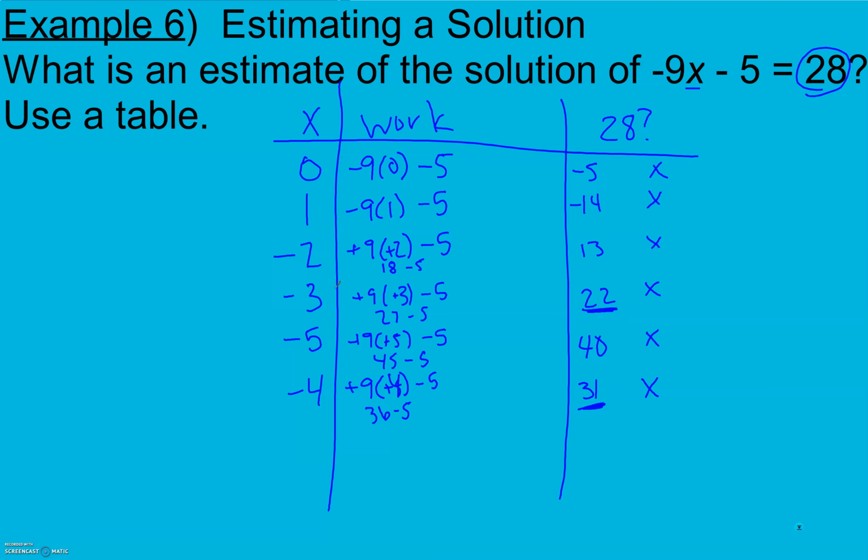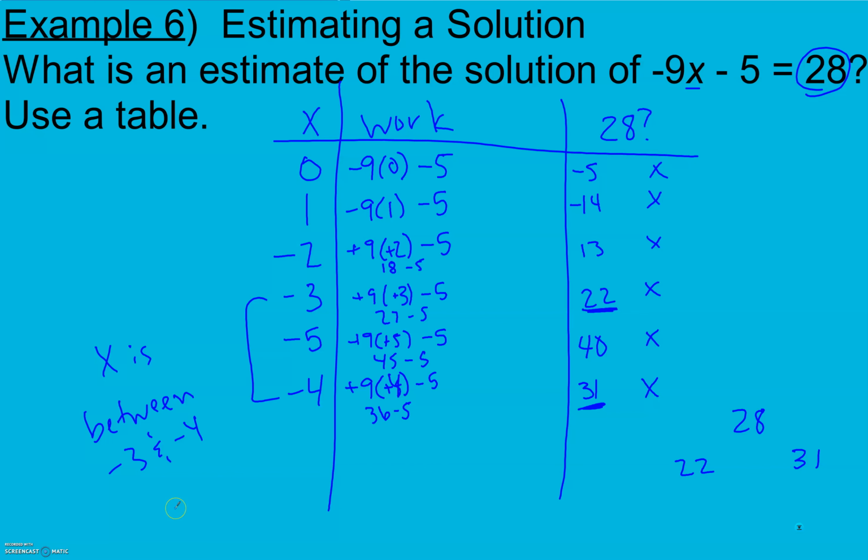But rather than trying like negative 3.5 or things like that, what we're going to say is that x is between negative 3 and negative 4. Because 28 is in between 22 and 31. Keep in mind they have to be consecutive. So even though 28 is also in between 22 and 40, there's a smaller gap there. So we had to try negative 4.